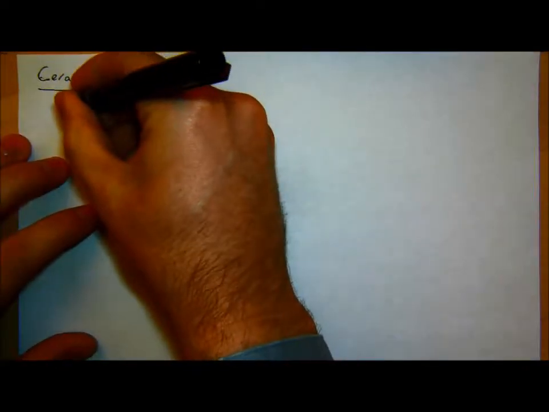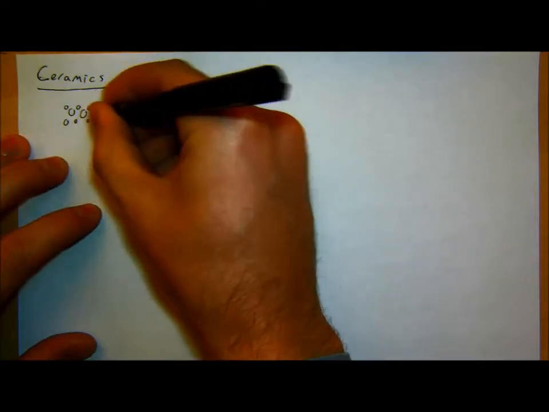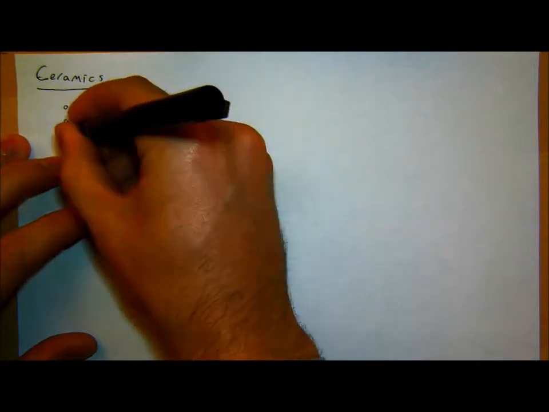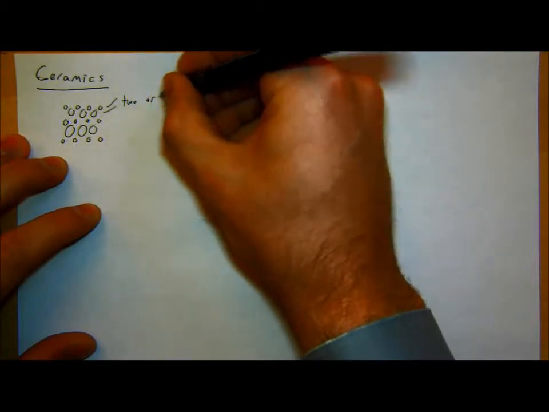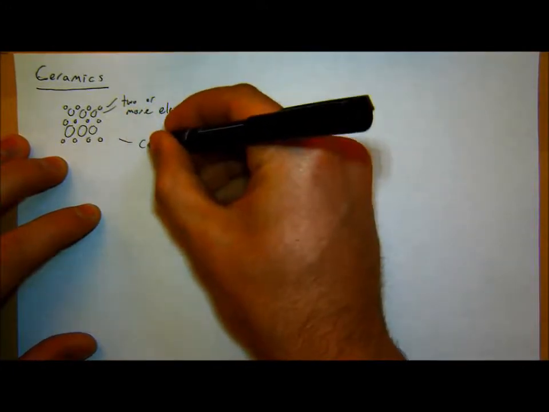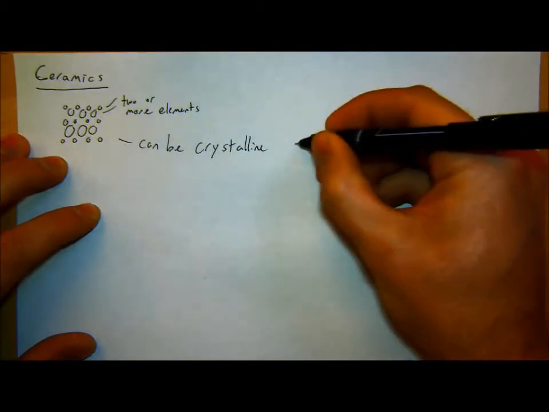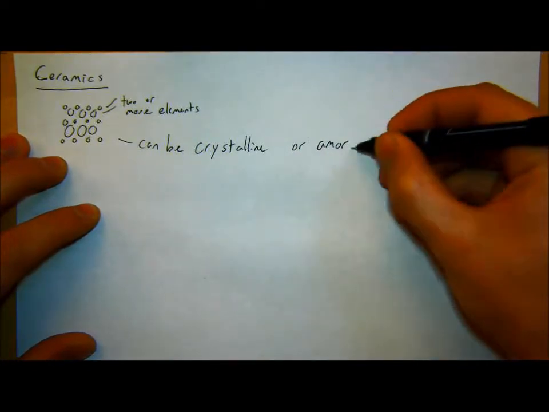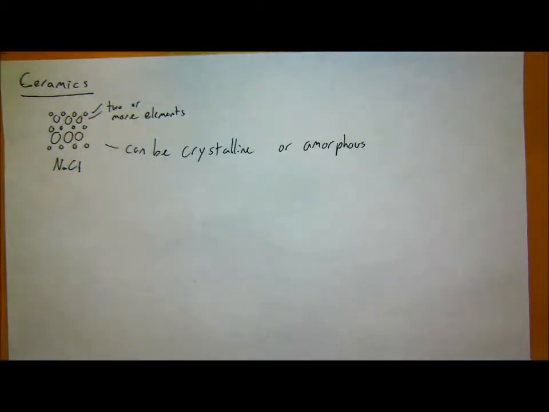Ceramics. These are mixes of two or more elements generally. Here they can form crystalline structures, or amorphous. Something like table salt would form a crystal structure.